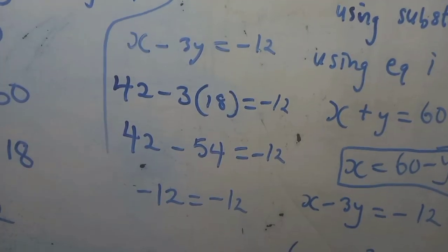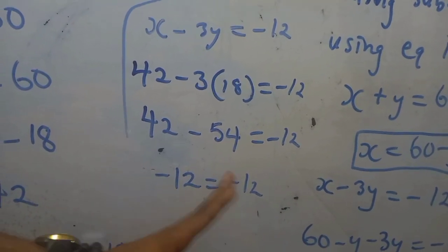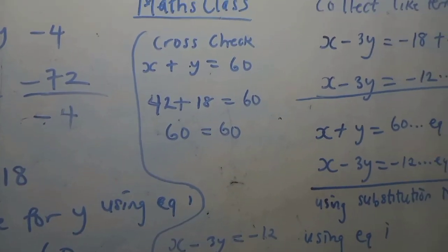You see, so our answer is correct. We have the left hand side as minus 12 and the right hand side as minus 12, and 60 on the right hand side for equation 1. So our answer is correct because it corresponds with the equations.